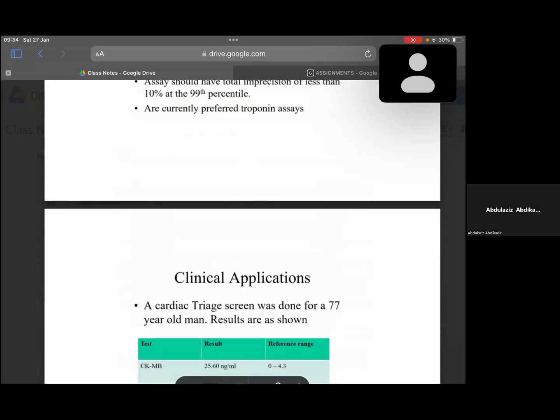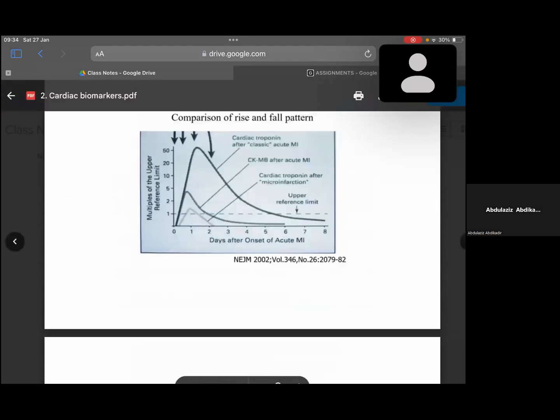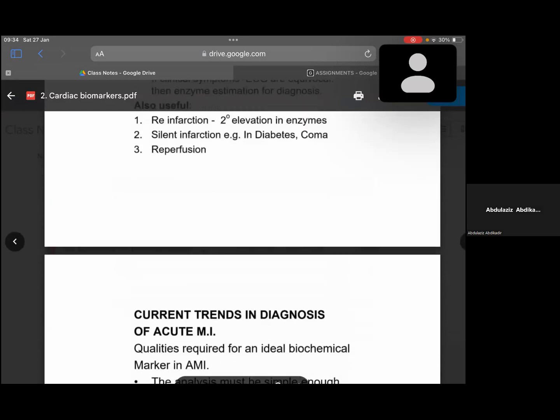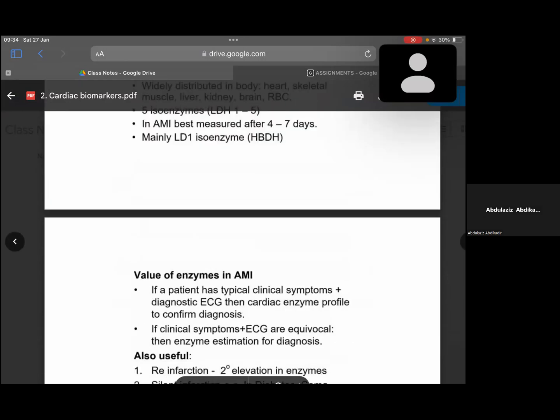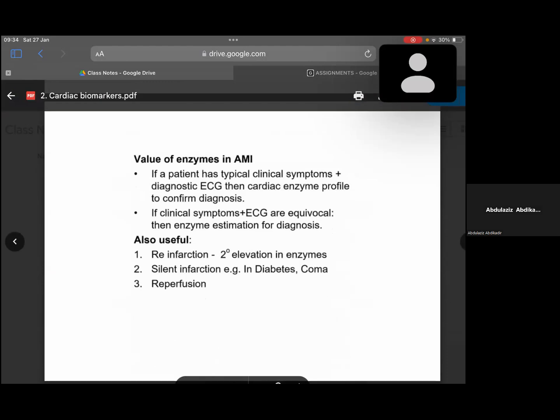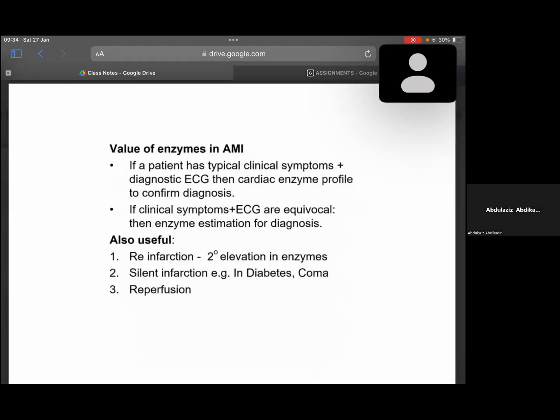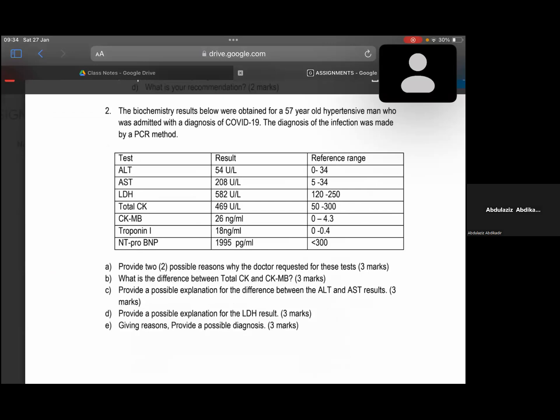One minute, so that you can see these questions come from the slides. Here it is. So clinical signs and symptoms. They have diagnostic ECG. So that is what will push the doctor now to do the third one, that is the cardiac biomarkers. So possible reasons why this doctor made this patient do it.